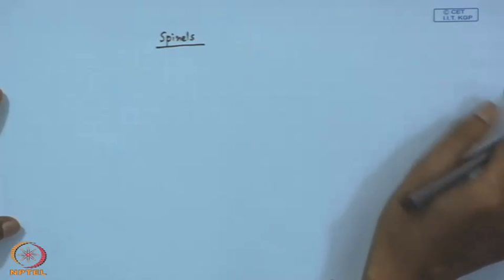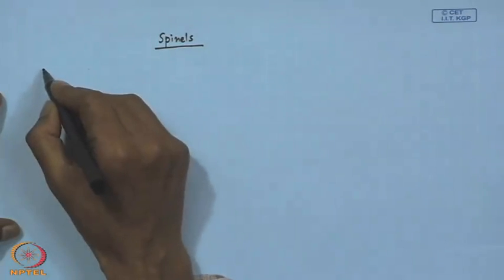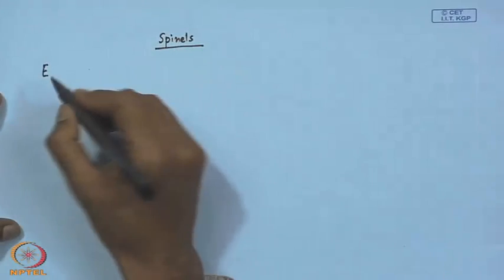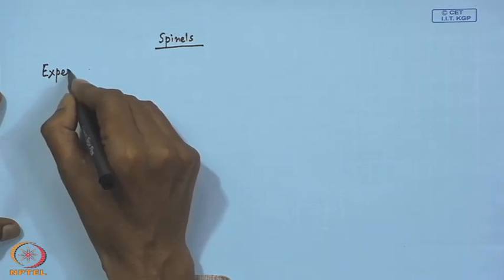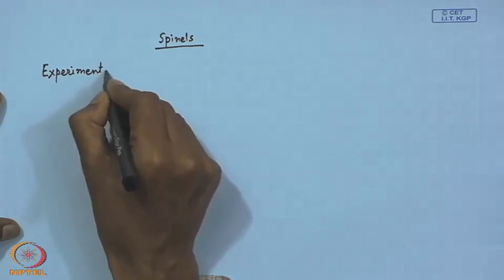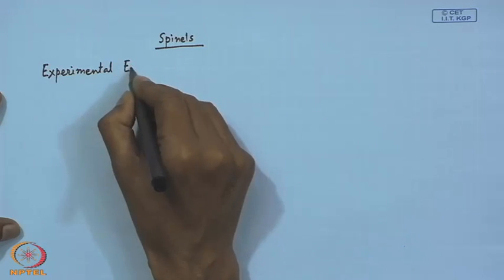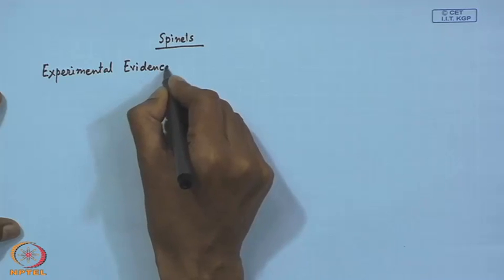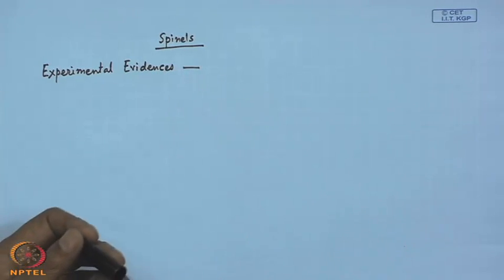Good evening, everybody. Today we will go through some more examples of those solid state compounds we have been talking about, that means the spinels. Some remaining examples of these spinels, and what are the experimental evidences we can have, basically for the typical crystal field splitting.